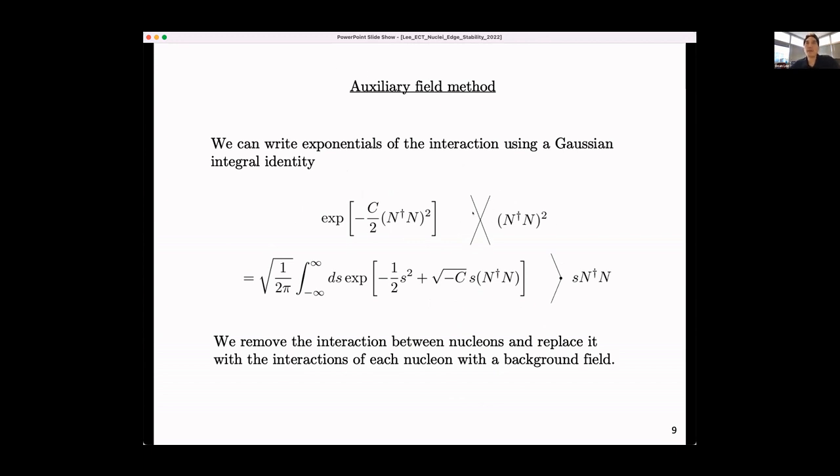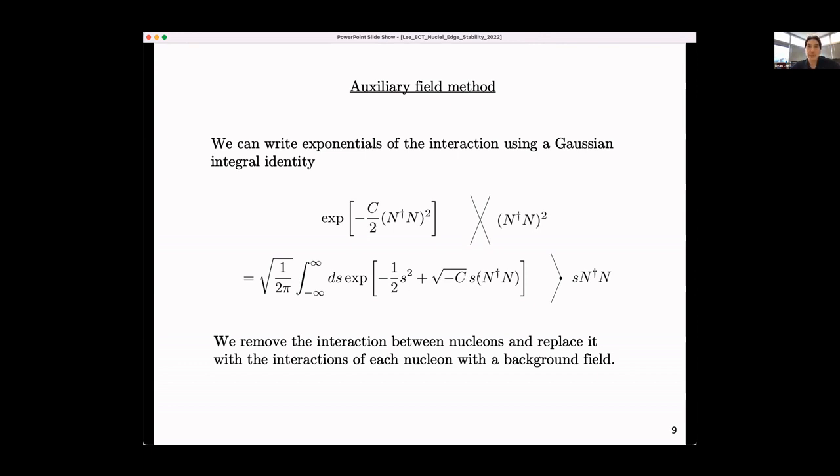So let's say we have this short-range two-body interaction, (n dagger n) squared, and we want to take the exponential of minus H tau with this interaction. So we have something like this, exponential of minus C over 2 (n dagger n) squared. Now we can think of n dagger n as some real variable. And I can rewrite this top line as the integral from minus infinity to plus infinity of an auxiliary variable, ds, with a weighting that's a Gaussian function with a linear shift.